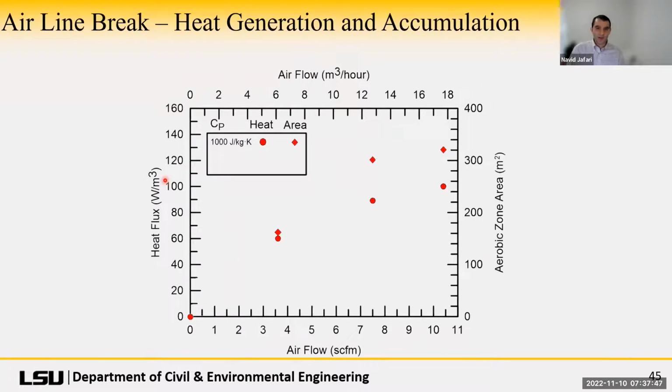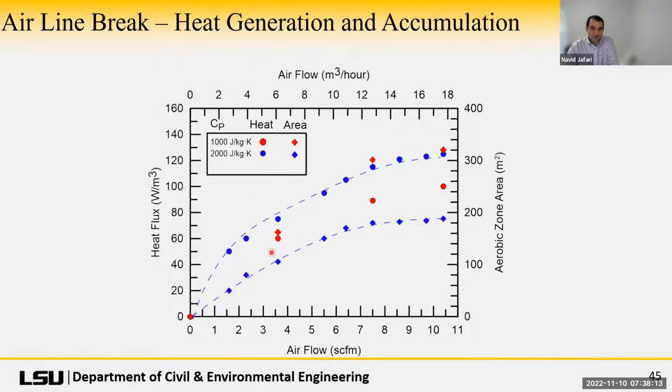So then we ran a quick sensitivity analysis to look at what happens to the heat flux, but also the zone of influence where there are elevated temperatures, based on airflow, and we have it in both standard cubic feet per minute and cubic meters per hour. We started our sensitivity analysis with a specific heat of 1,000, and then increased it to 2,000. The red circles represent 1,000, the blue circles represent 2,000.